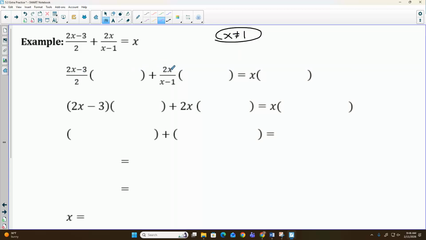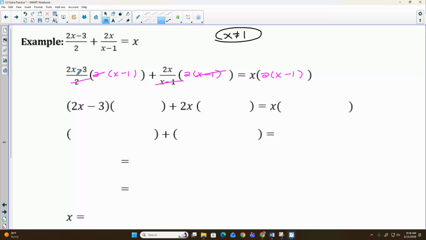So then we talked about what to multiply by. If I want to cancel this denominator, I have to multiply by 2. But if I do it to 1, I do it to all 3. Okay, that would cancel it in the first, but I still have a fraction in the second. So that one needs an x minus 1. So everything has to be multiplied by an x minus 1. That would cancel this denominator.